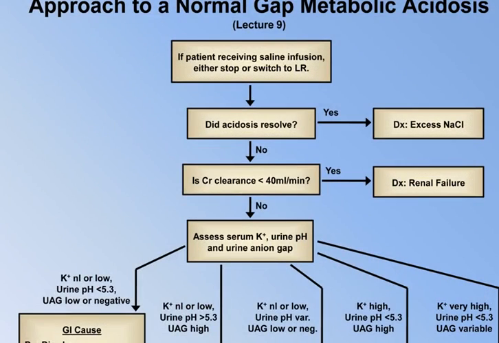Next was normal anion gap acidosis. The first step here was to stop any infusion of normal saline, then check renal function, and if this was fine, to assess serum potassium, urine pH, and the urine anion gap.